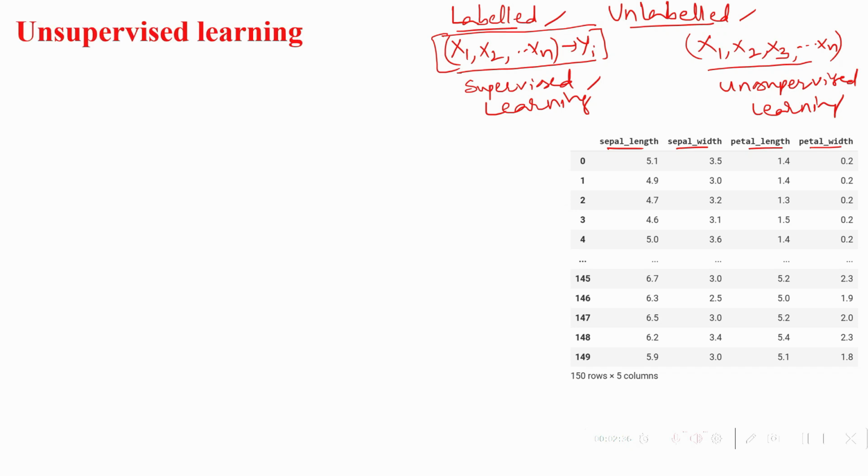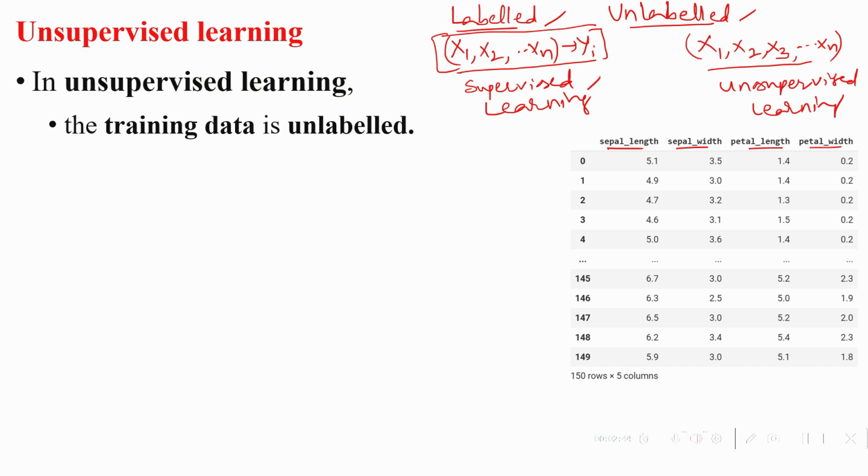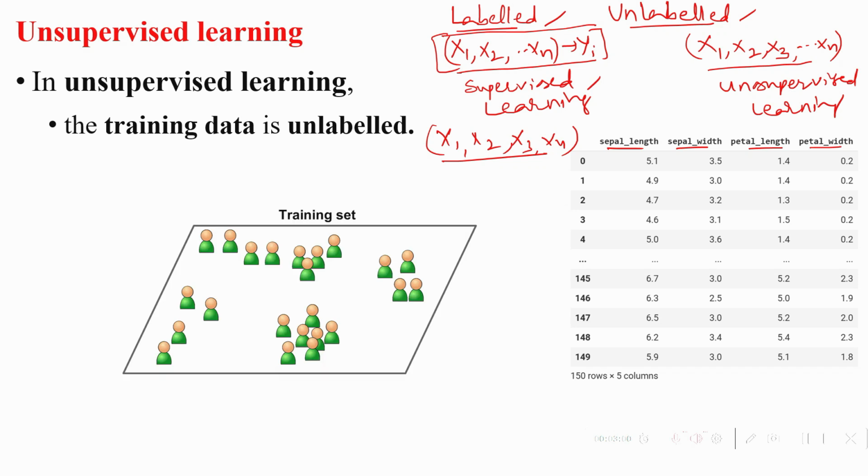Here in this example, we are using the concept of an unsupervised learning algorithm. In the unsupervised learning algorithm, the training data is an unlabeled data set. It contains only features like x1, x2, x3 and x4. They are features only. We don't have any corresponding class labels, just sepal length, sepal width, petal length and petal width. See this example here also: we have different instances without any class labels, without any target variables. So this type of thing is called an unsupervised learning algorithm.